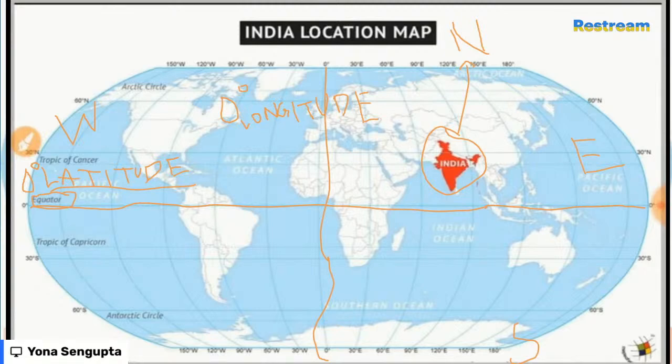Now, these are the lines of latitude. But what are the lines of longitude? The imaginary lines that run vertically across the surface of the earth from the north pole to the south pole are called the lines of longitude, or the meridians of longitude. The meridians give us the time of a place. For 1 degree of longitude difference, the time difference is 4 minutes. So the lines of longitude give us the vertical coordinates of a place, or the east-west location of a place.